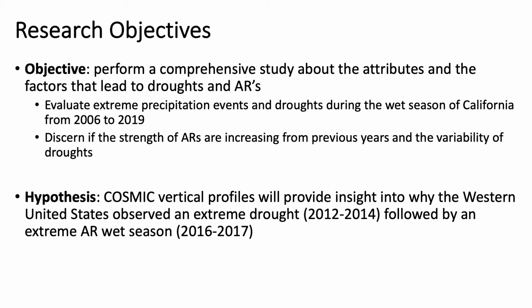Our hypothesis was COSMIC vertical profiles will actually provide more insight into why the West Coast was seeing an extreme drought, which actually occurs from 2012 to 2014. It was the third driest in recorded history, and then followed by an extreme atmospheric river event year in '16 and '17. And we figured COSMIC would be able to give a good backstory of these factors and what has to be there in order for one of the two extremes to occur.